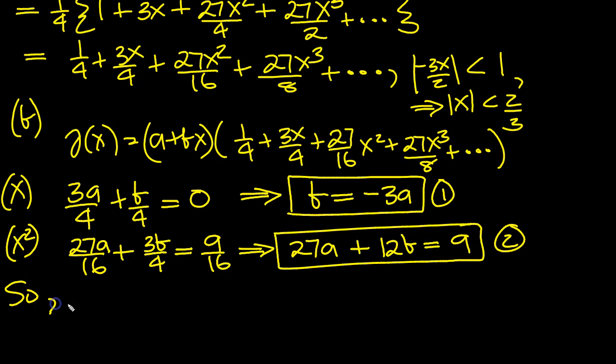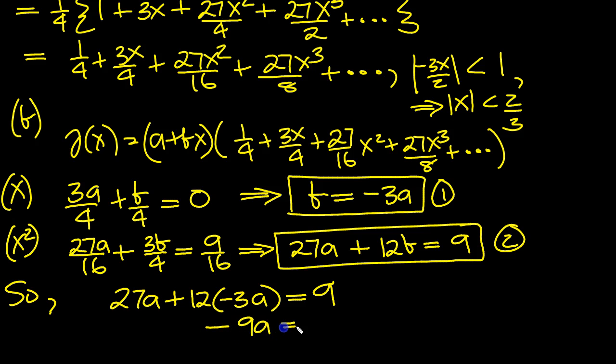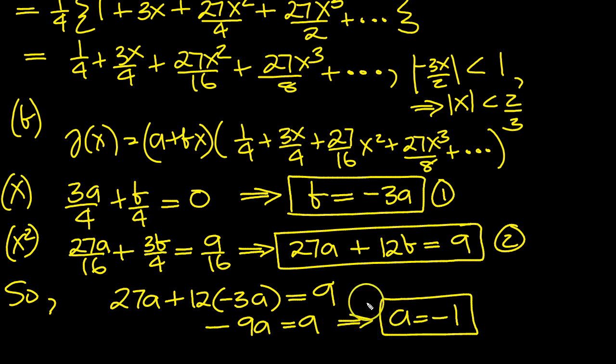27a plus 12b, and b is minus 3a, so substitute it in, is equal to 9. 27a take away 36a is minus 9a, equals 9. So that tells us that a equals minus 1, which looks good. So there's a. Now b is minus 3a, so that implies that b is equal to minus 3 times minus 1. Minus times minus is a plus, 3 ones are 3, so b equals 3. Good. So there's a and b then.